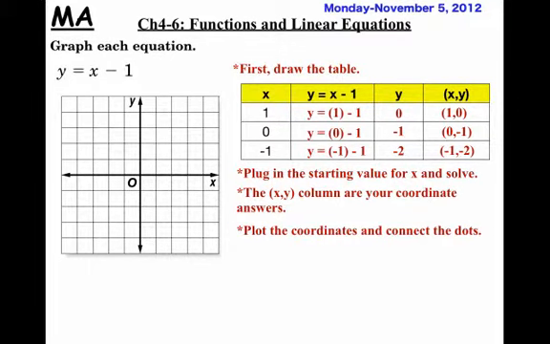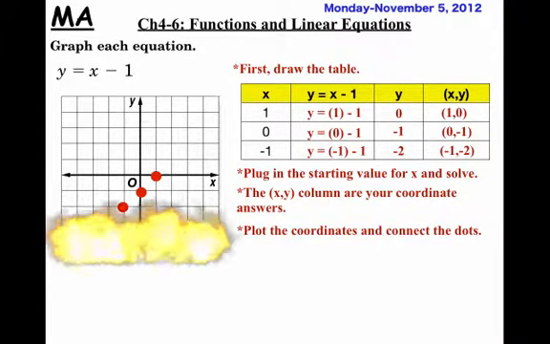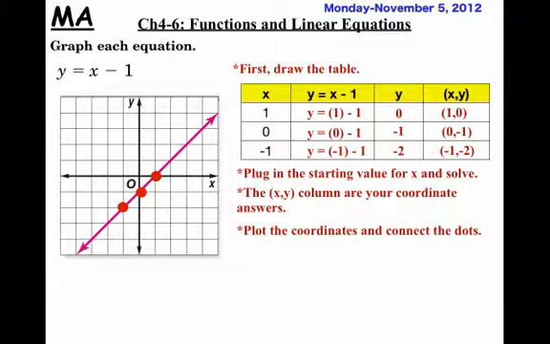Then we need to plot the coordinates and connect the dots. So first 1, 0, on the graph there's 1, 0. Then 0, negative 1, negative 1, negative 2. Now we connect the dots for our line, and there you go. We have graphed the equation y equals x minus 1.